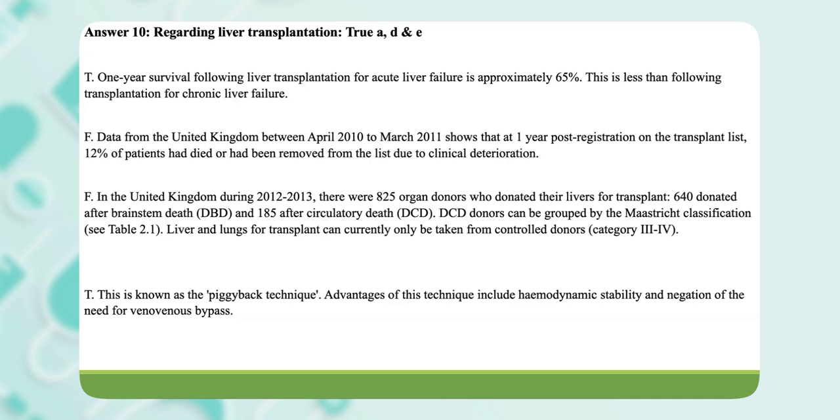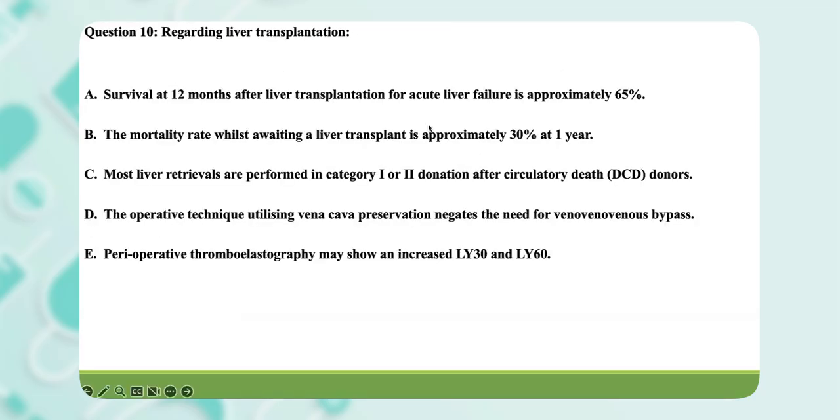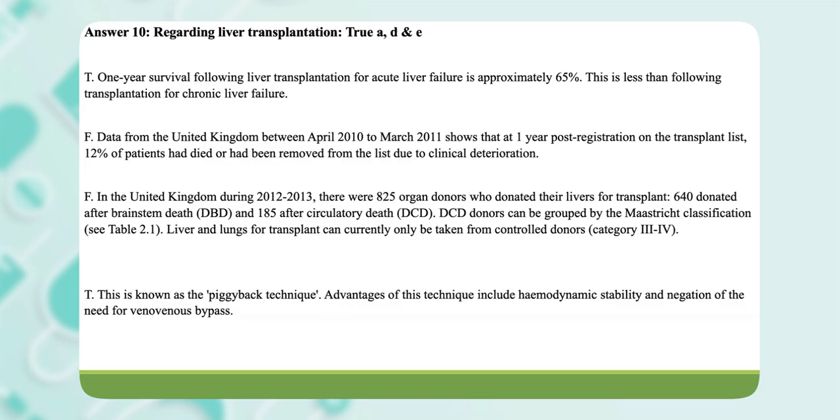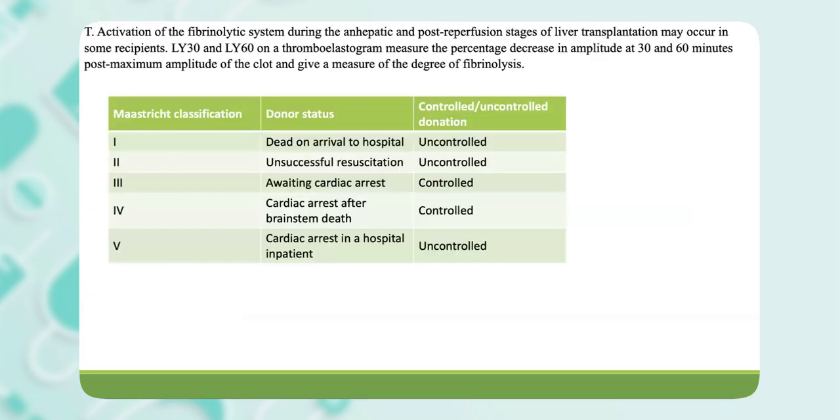So Maastricht classification you have to check. The operative technique of utilization of vena cava preservation negating the need for veno-venous bypass, what is that known as? This is known as the piggyback technique. Advantages of this technique include hemodynamic stability and negation of the need for veno-venous bypass. So this is the Maastricht classification, donor status, controlled and uncontrolled donor.